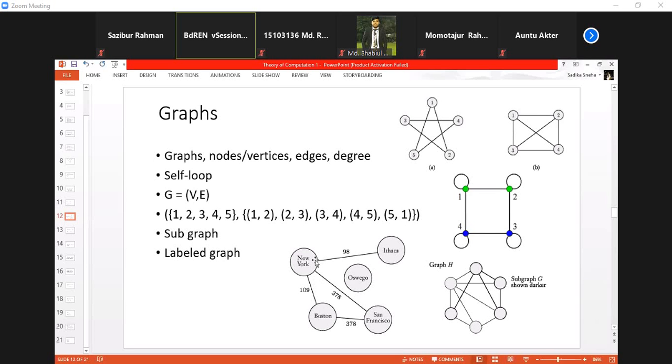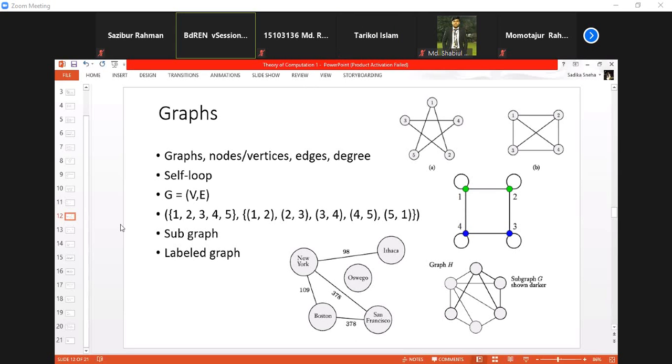So the graph you can see here has some values assigned to it. New York and Boston have 109, and Boston to San Francisco has 378. New York to San Francisco also has 378. So these are the values assigned to the edges of this graph. That's why it is known as a labeled graph.